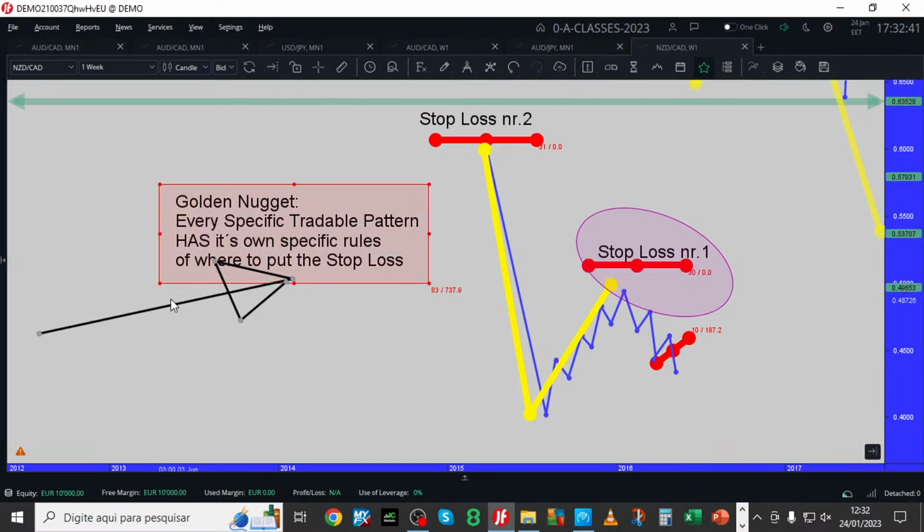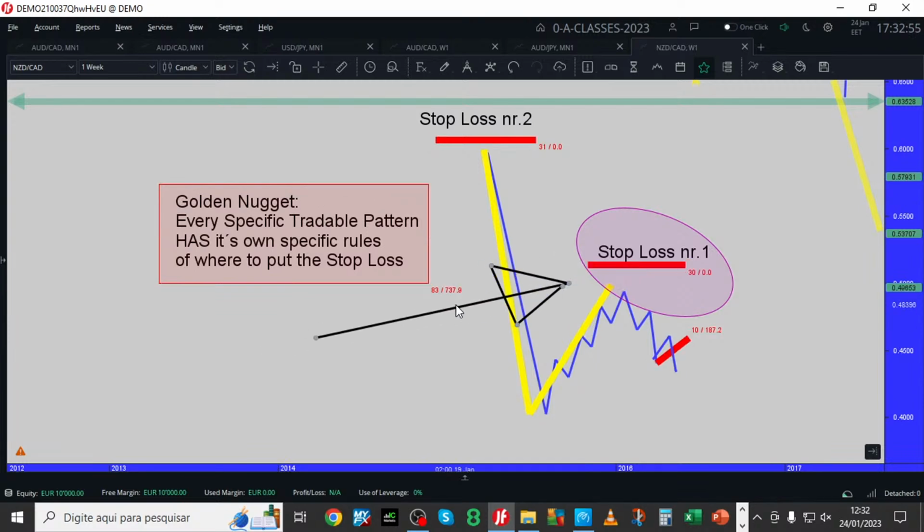Fair enough? Some of you are going to accept that every specific tradable pattern has its own specific rules, where to put the stop loss. This is the correct answer. Some of you are choosing not to listen to me, and you are going to put the stop loss on number 1. Not a problem. Make sense? Fair enough? But if your way is not working, then what?